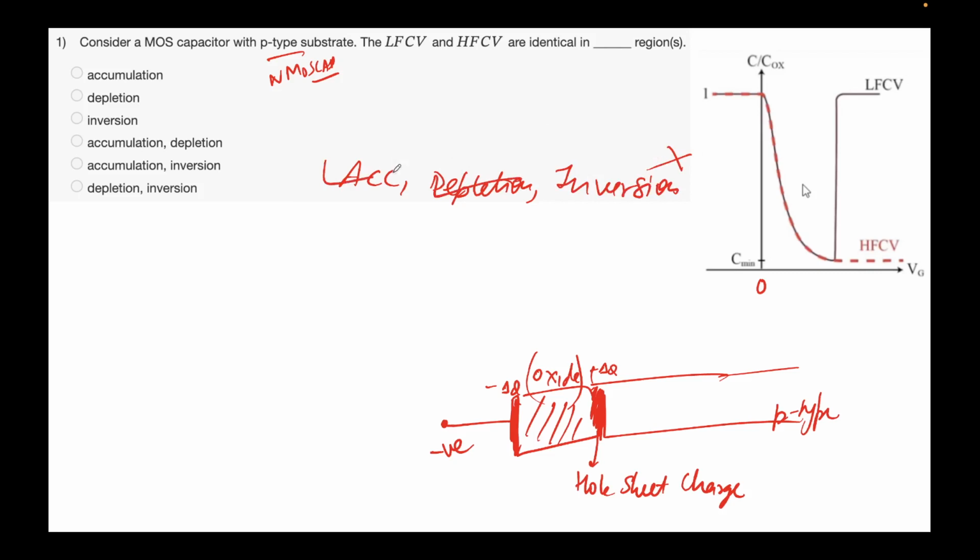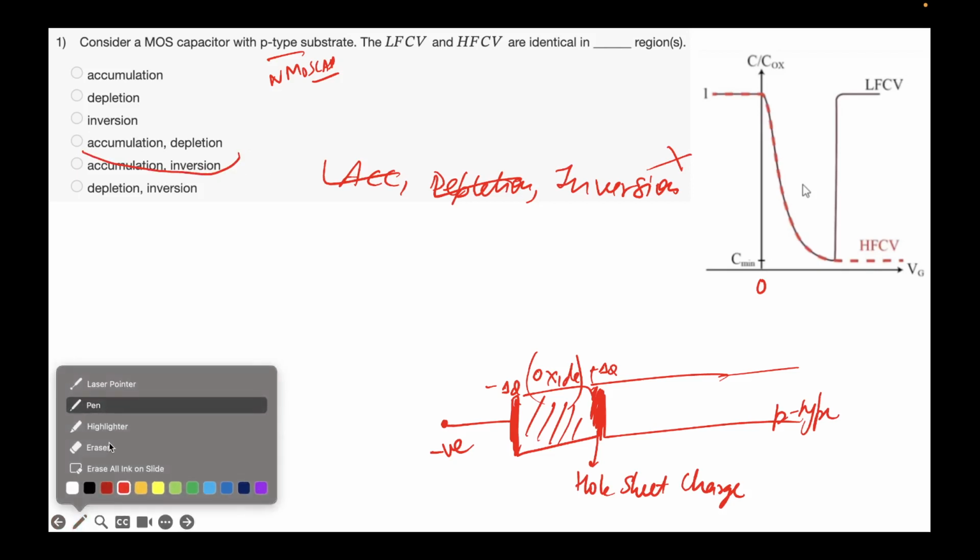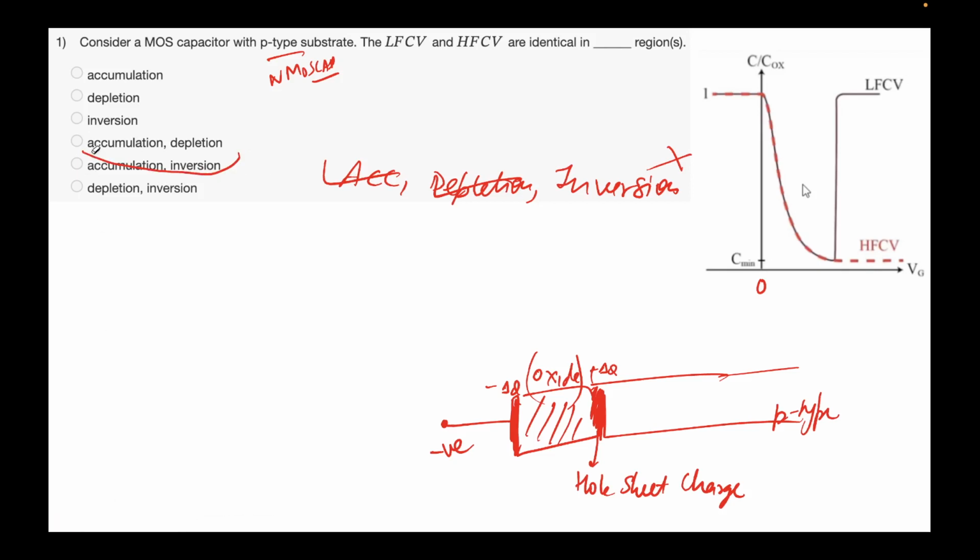Okay, so the correct answer would be, wait, one second, not inversion: accumulation and depletion. Sorry. So this will be your correct option. In accumulation and in depletion, the curves will overlap, as you can see here.